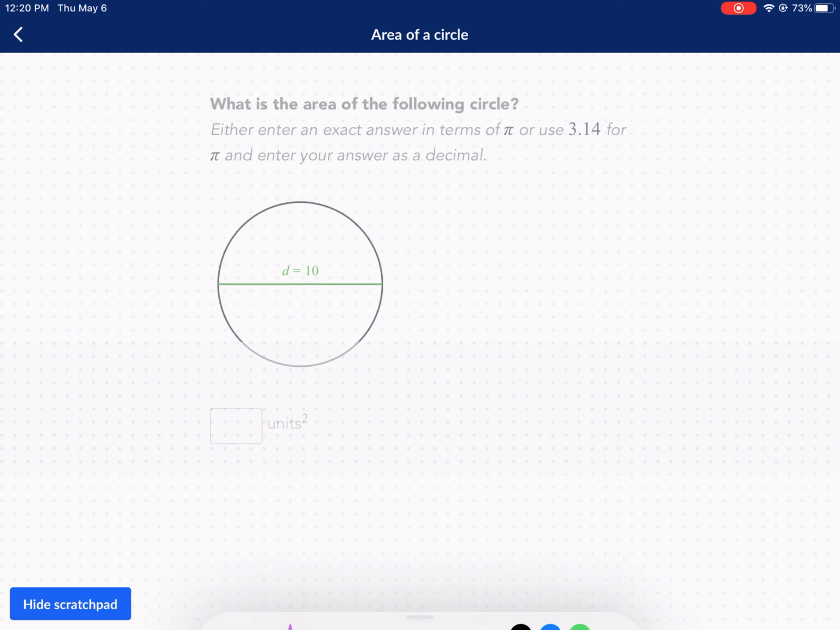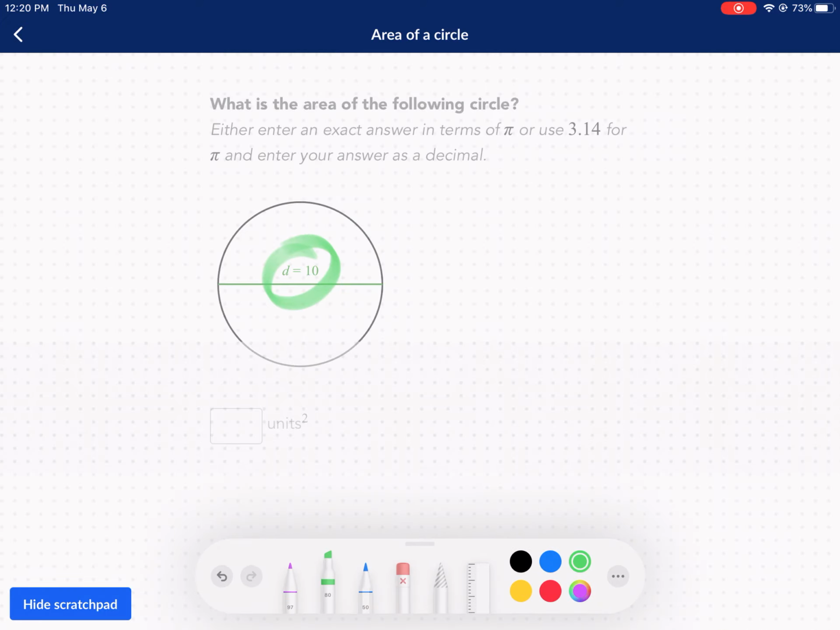Okay, next question. What is the exact area of the circle? This is trying to trick you because this is not the radius. The temptation is just to plug this in, but that's not the radius, it's the diameter. The radius is going to be half that. The radius is the distance from the center of the circle to the outside edge. So that is going to be 5, which is half of 10. 10 divided by 2 is 5.